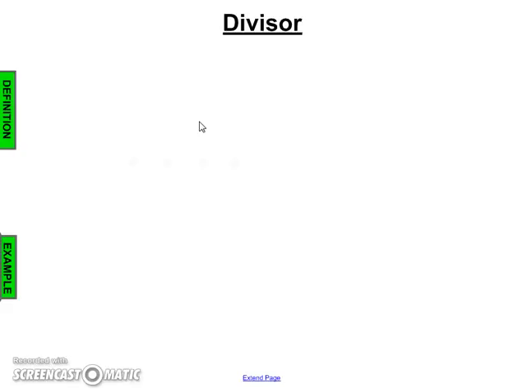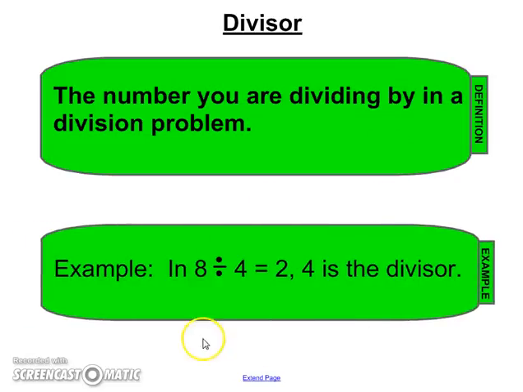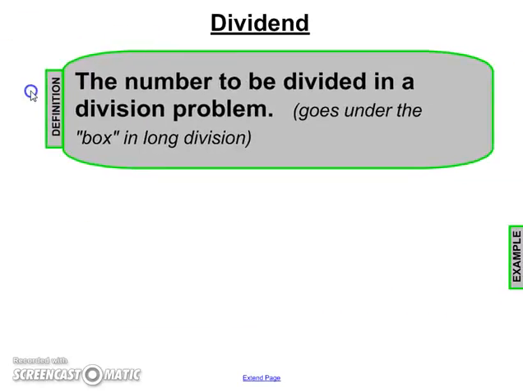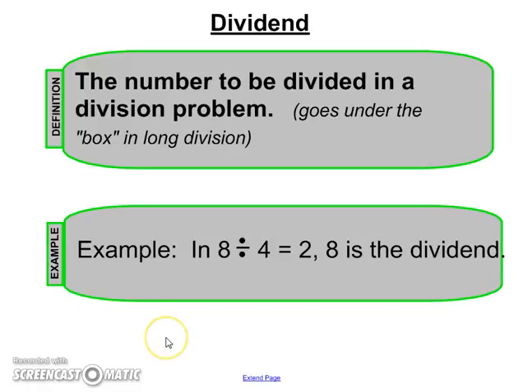A couple of vocabulary terms to deal with first. First is divisor, and that is the number you are dividing by in a division problem. So as a simple example here, if we're doing 8 divided by 4, 4 is the divisor. That's the thing we're dividing by. We also have the dividend, and that is the number to be divided. This is the number that goes under the little box, the division box. So in our 8 divided by 4, 8 is the dividend. It is the thing that we are dividing into.